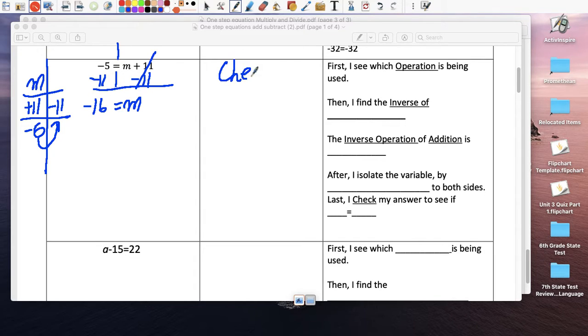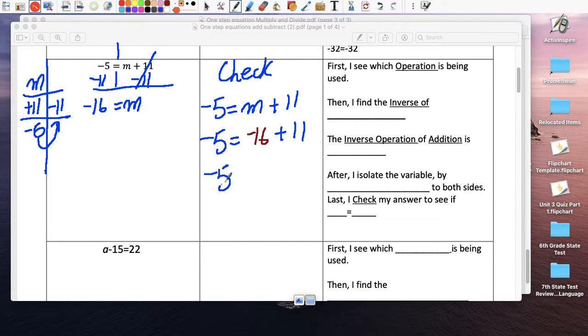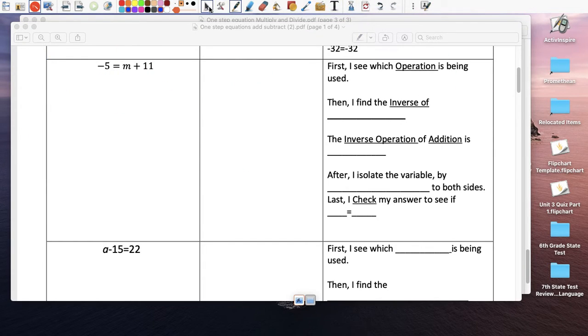Check. Negative 5 equals M plus 11. Negative 5 equals, and instead of M here, we're going to put negative 16, plus 11. If you do that, negative 16 plus 11. Are they friends? No. Who's going to win? They're negative. So it's negative 5. So all this over here, we already did on the previous video, so you guys can fill it in.